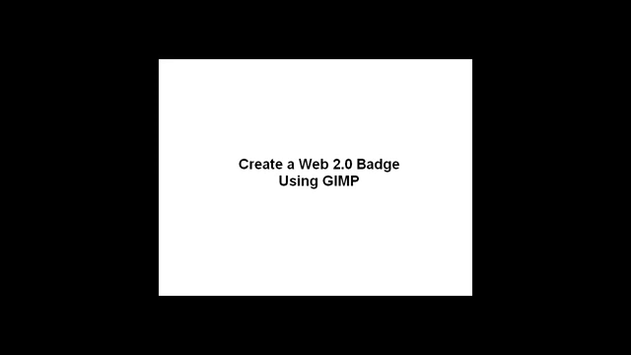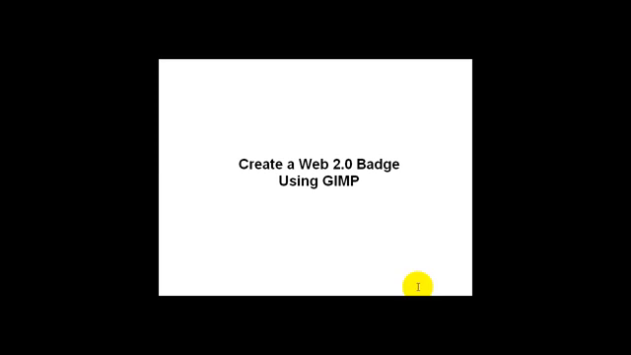Hi, in this video I'm going to show you how to create a Web 2.0 badge using Gimp. Now, some people call it a violator graphic, but we're just going to call it a badge just so you can envision it in your head right now. You can call it a violator later on after we're done, just to keep things simple.